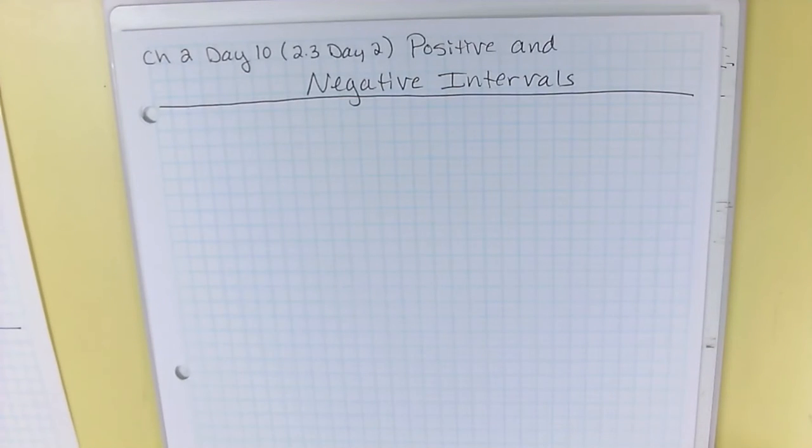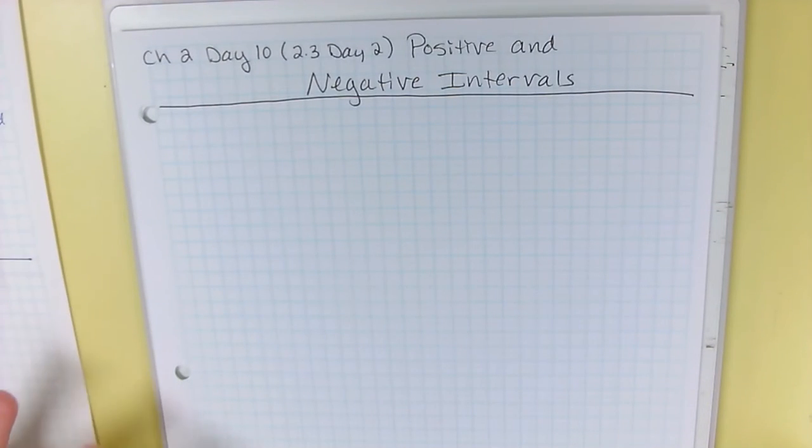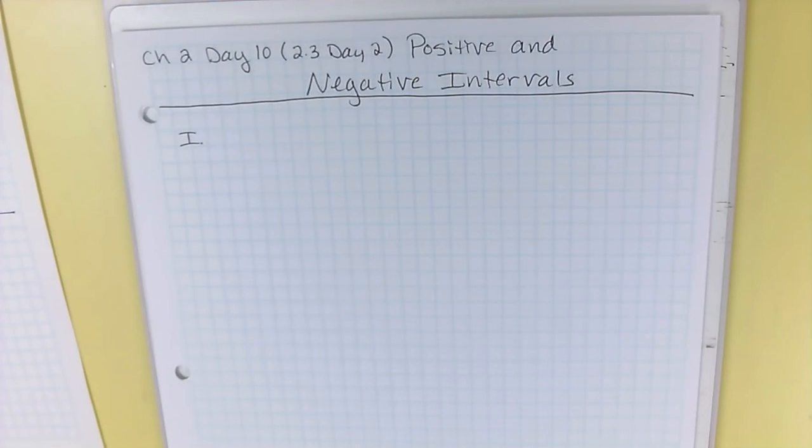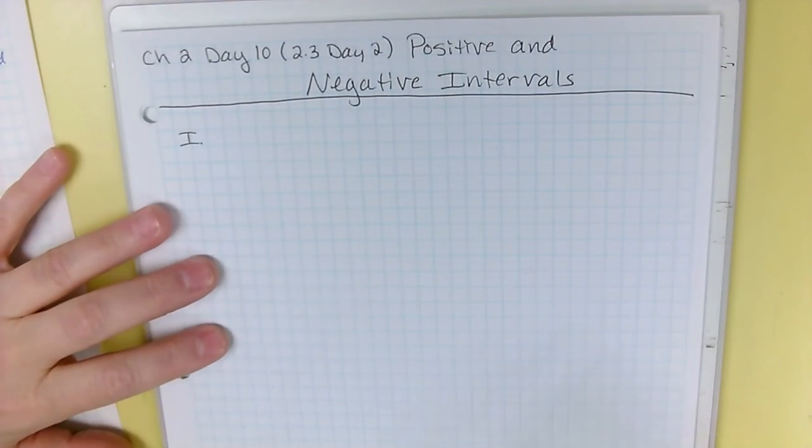Good afternoon. We are on the 10th day of chapter 2, which is the second day of content 2.3. We're going to talk about positive and negative intervals. So you will need graph paper for these notes. If you don't have graph paper, grab some. You also need a ruler.